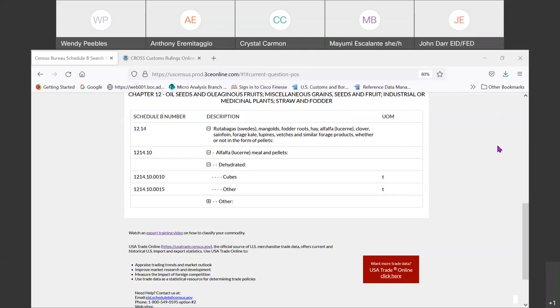I'm not seeing anybody else in the chat. Does anybody else have anything that they would like to classify? You can drop it in the chat. Connie Brown has raised their hand. Solenoid, if you could unmute Connie.